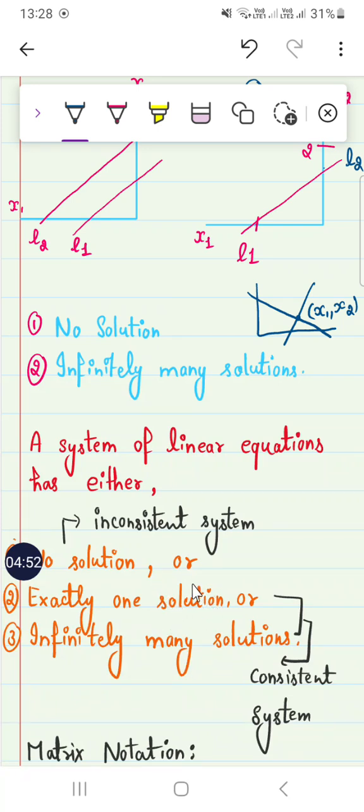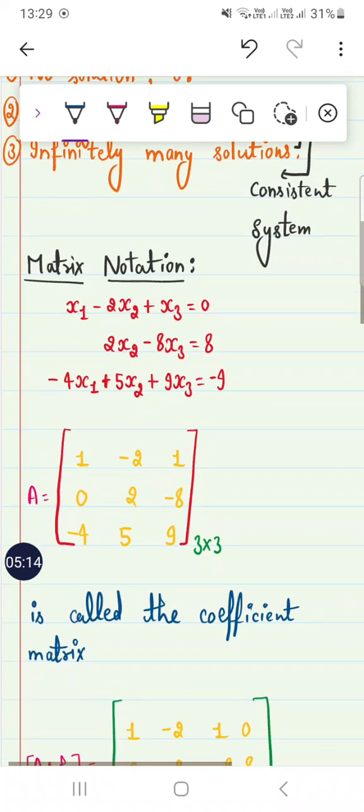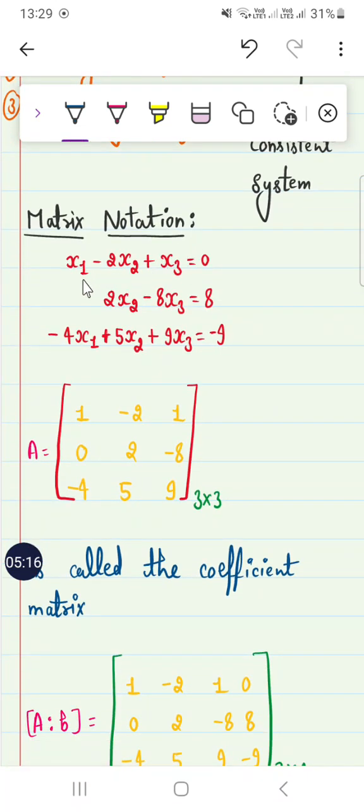So what we say is, if a linear system has no solution, then this linear system is called an inconsistent system. If it has exactly one solution or infinitely many solutions, then the system is called a consistent system. Okay. Now, how to write a linear equation in matrix notation?